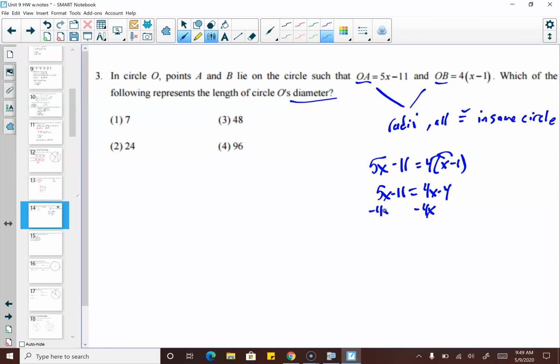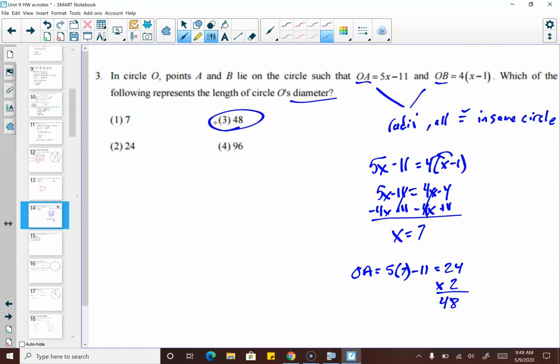Subtract the 4x from both sides. At the same point, we can add the 11. And we're going to get that x is equal to 7. So if we want to find the length of the radius, we'll do 5 times 7 minus 11. 5 times 7 is 35, minus 11 is 24. So that's our radius. If we want our diameter, we multiply it by 2, and we get 48, okay? But it all starts with you knowing that you have to set all your radii in the same circle equal to each other.